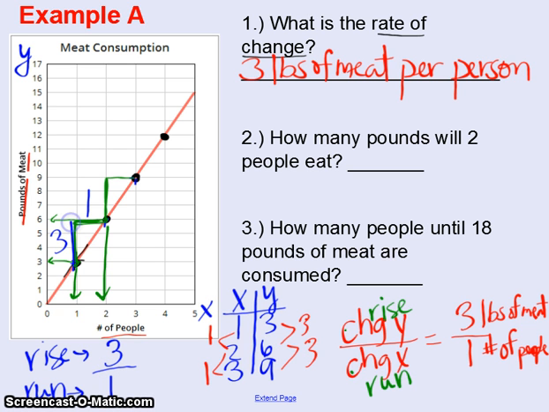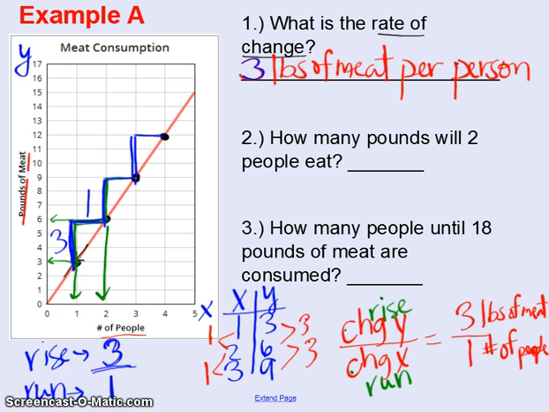So my rise to run, how far I went up and over, each time it's going to give you these same values. I can create staircases all the way up, my rise over my run. So if you notice, this 3 over this 1 is the same as what we put up here: 3 pounds of meat per 1 person. I like using the staircases though. I think they're a little bit easier, less work to do than the table.